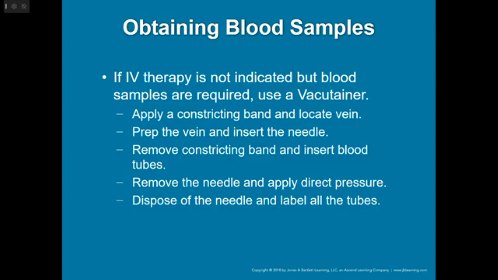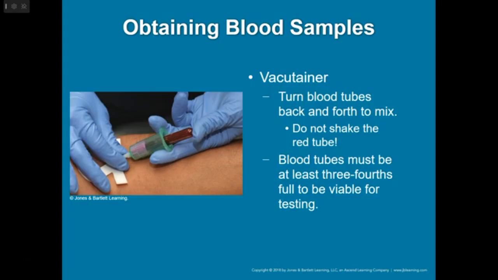If IV therapy is not indicated but blood samples are required, you can use a vacutainer. It's pretty much just a needle connected to this little plastic container. You start the IV, you get the blood there, and then you directly fill those tubes off that. There's a picture of it right there, with the little needle that pokes in. Or you could just start your IV, draw out 15 or 20 milliliters, and go from there.